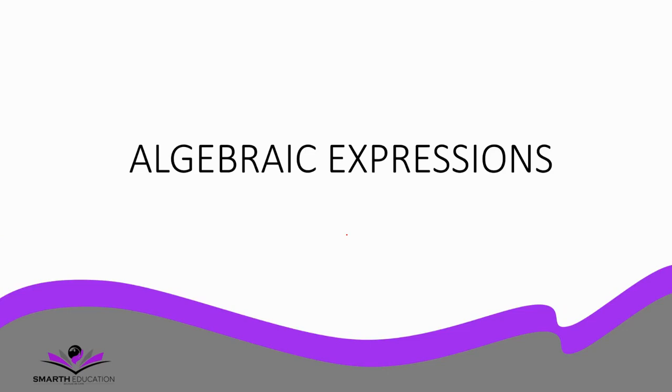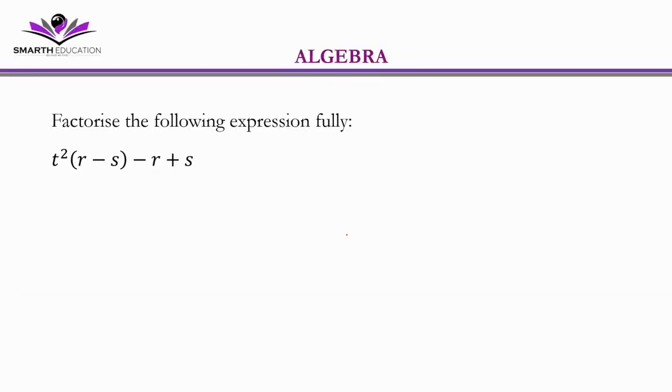Welcome back. Let's do question 221. Factorize the following expression fully. Here you can factorize the last two terms and then create a common bracket, which is r minus s, like this. So let's factorize the last two terms of the expression.